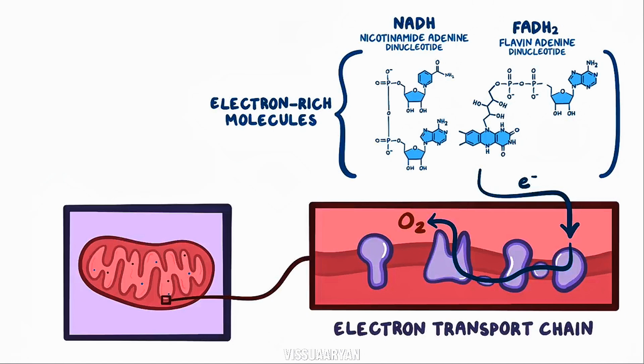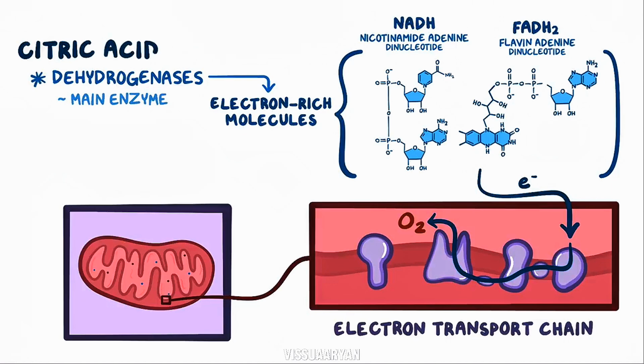But of course the cell has to produce NADH and FADH2 in the first place, and they're produced by critical enzymes called dehydrogenases. Dehydrogenases are the main enzymes found in the citric acid cycle, also known as the Krebs cycle.